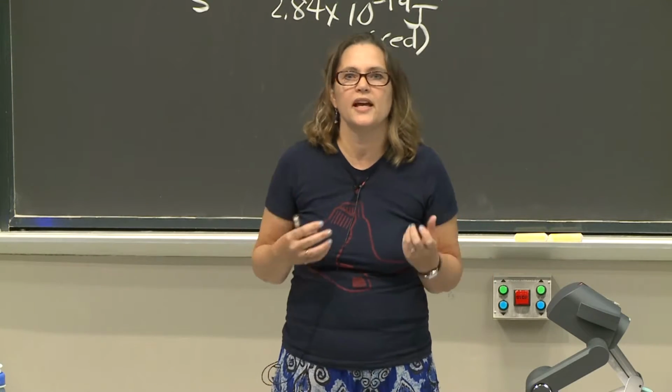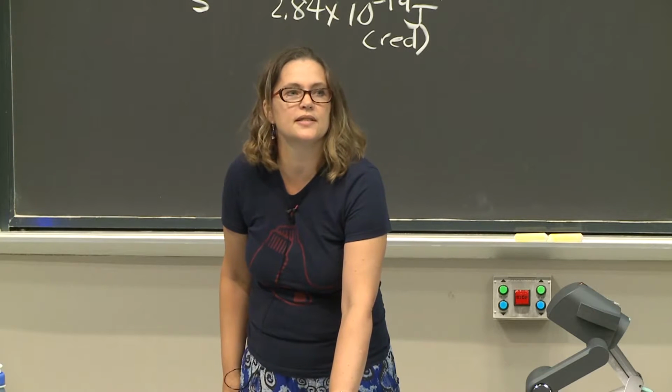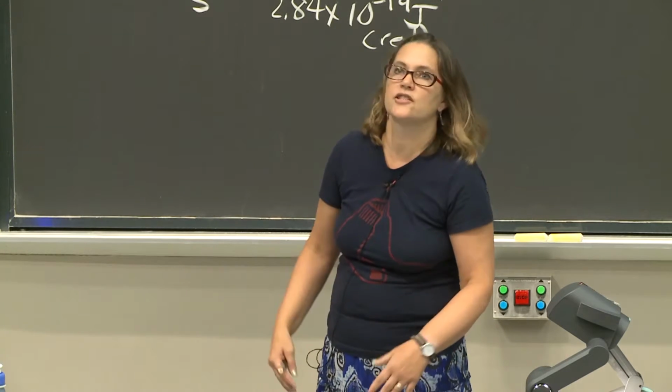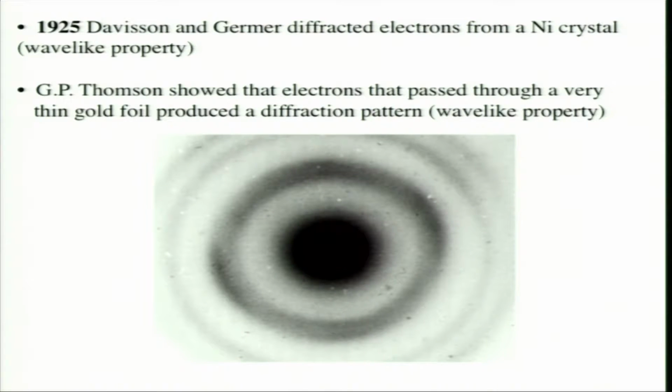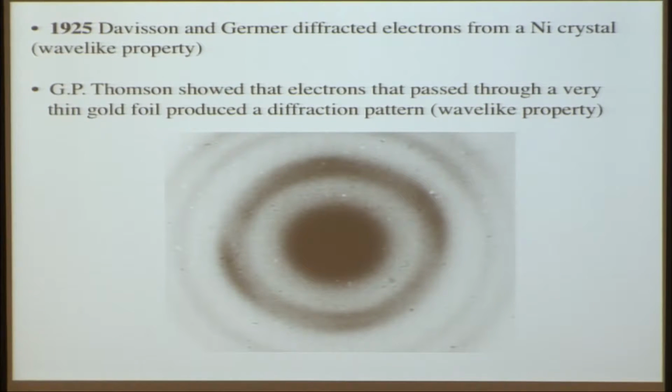And so people were saying, okay, if electrons are waves, then maybe we should see other wave-like properties, such as diffraction. Diffraction, we talked about last time, is an important wave-like property of constructive interference and destructive interference. So people looked to see whether there were diffraction-like properties, and in fact, there are. The first was observing diffraction of electrons from a nickel crystal. And then J.P. Thomson showed that electrons that passed through gold foil again produced a diffraction pattern. So again, this was a wave-like property.